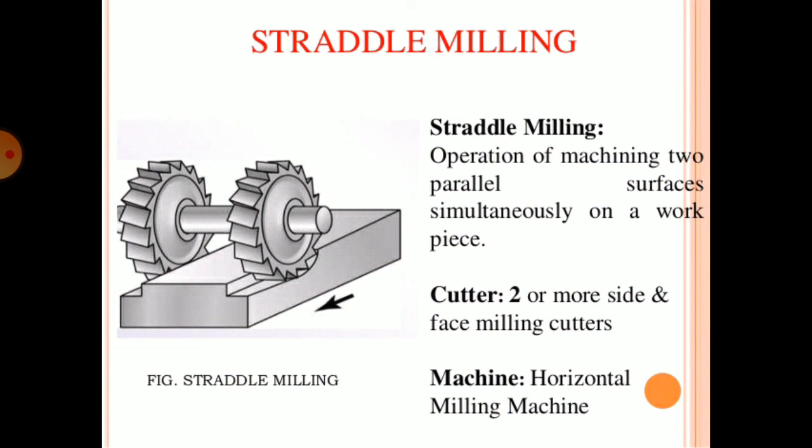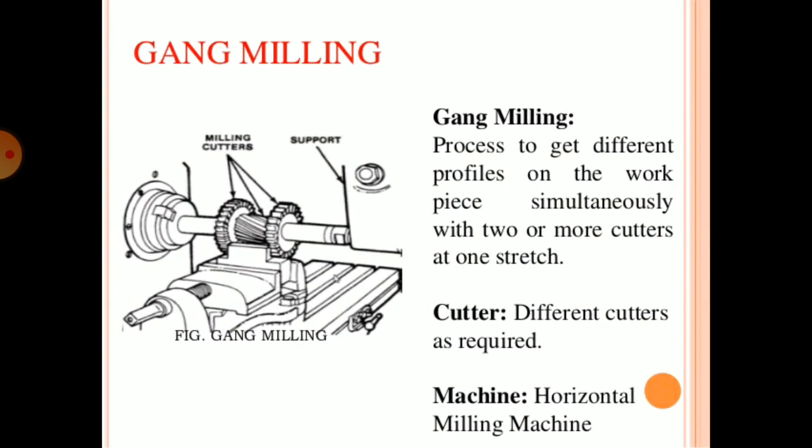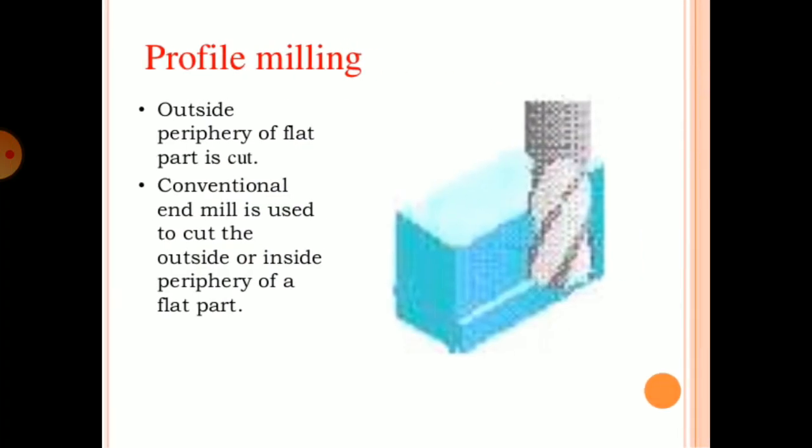In straddle milling, operation of machining two parallel surfaces simultaneously on a workpiece. The cutter is two or more side and face milling cutters. Machine, horizontal milling machine. In gang milling, process to get different profiles on the workpiece simultaneously with two or more cutters at one stretch. In cutter, different cutters as required, and machine is horizontal milling machine.